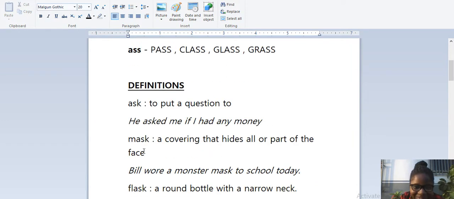All right, so the first word we're going to take a look at is ask. We're going to have a definition, and then we're going to take a sentence that's going to help us understand how it's used.